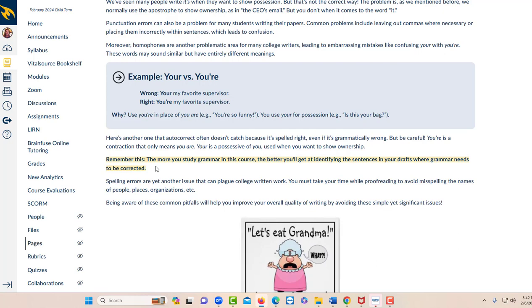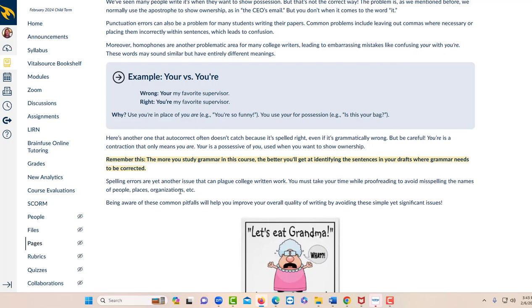Here's another one that autocorrect doesn't catch because it's spelled right, even if it's grammatically wrong. But be careful: you're is a contraction that only means you are. Your is a possessive of you, used when you want to show ownership. Remember this: the more you study grammar in this course, the better you'll get at identifying the sentences in your drafts where grammar needs to be corrected.